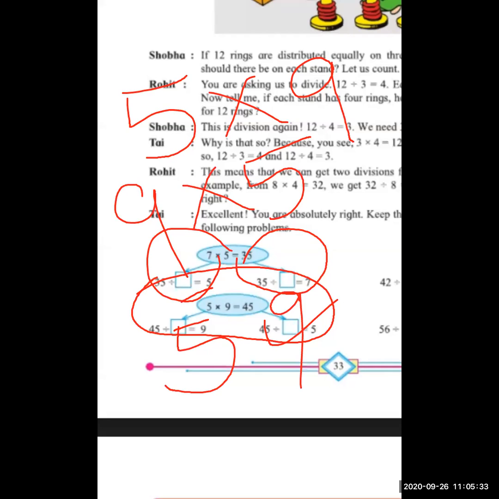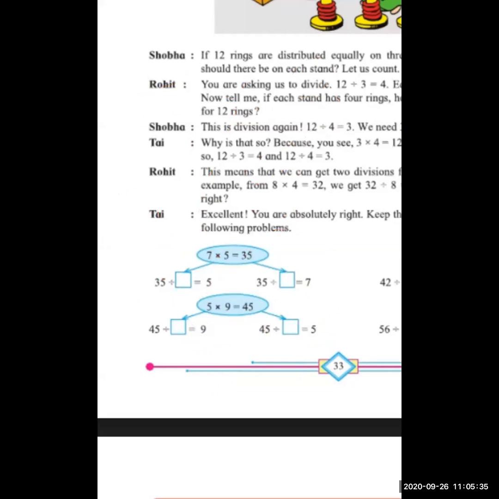Not understood? Okay. Look at here. Now I am going to clear the drawing. The first example is already given. I'm going to highlight with blue color. See, this is the first example. 35 divided by dash is equal to 5. There what will come? It's 7. 35 divided by 7 is equal to 5. 7 into 5, do the multiplication.